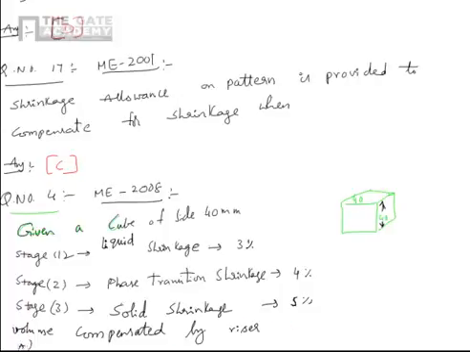So option A, 2%, option B 7%, option C 8%, option D 9%. To solve this question, you should know the metal shrinkage concept in casting. Here he is asking the volume of the metal compensated by the riser. The riser compensates the metal shrinkage at stage 1 and stage 2.